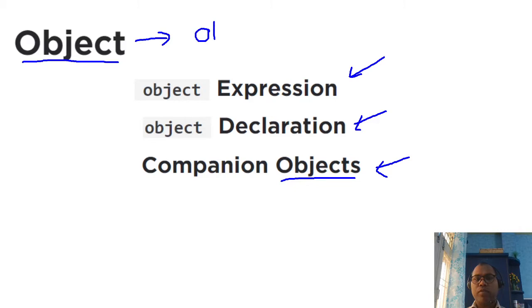Okay, so first we discuss in general what the meaning of object is, and then I will discuss how Kotlin uses object expression, object declaration, and companion object with some examples as well, so that you can correlate the theory and the example.